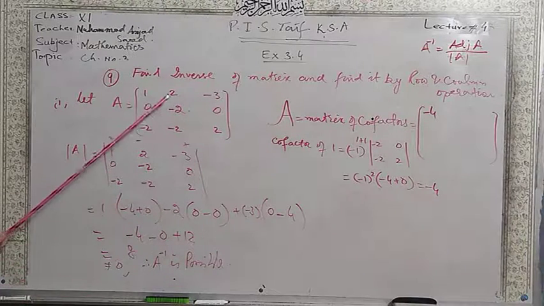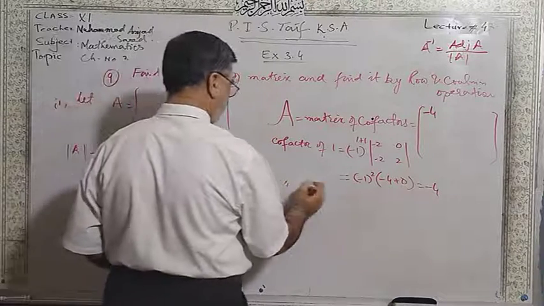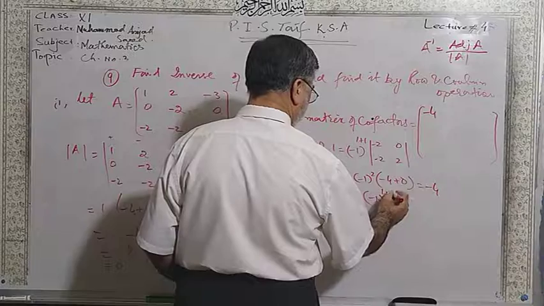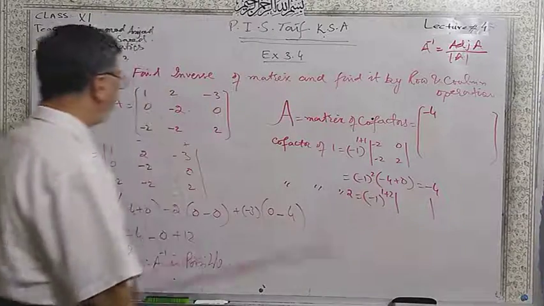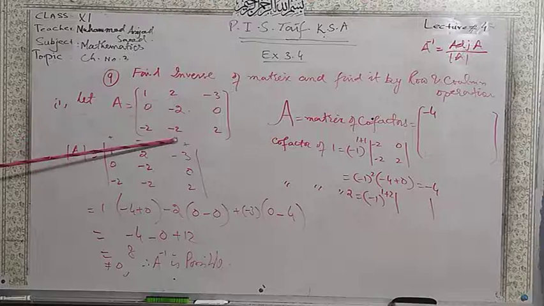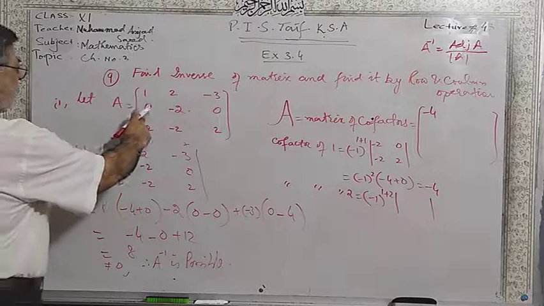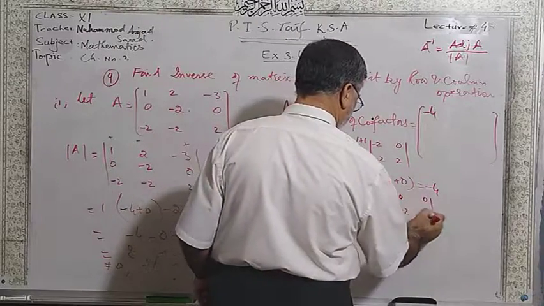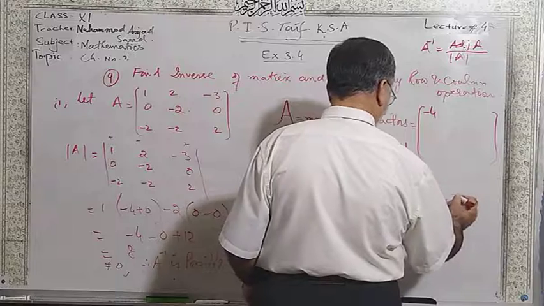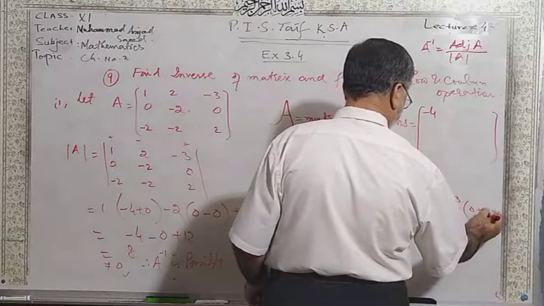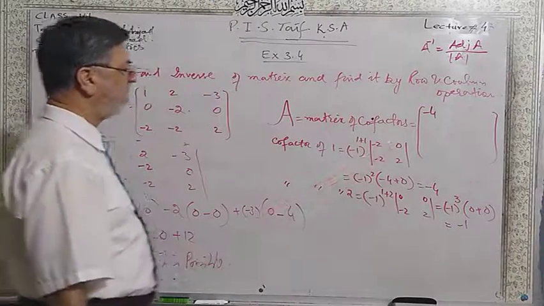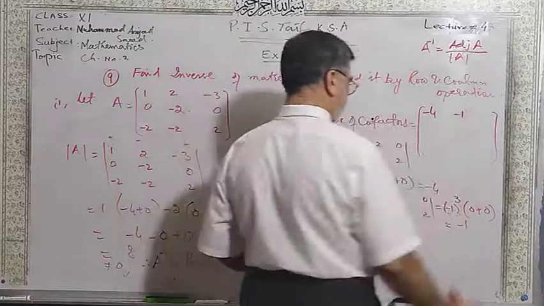Similarly, we will find the cofactor of 2. That will be minus 1 power first row, second column, and its minor: remove this column and row of 2. We are left with 0, 0, minus 2 and 2. That will be minus 1 power 3 into 0 plus 0. Minus 1 power 3 is minus 1, 0 plus 0 is 0. Here we will have minus 1.